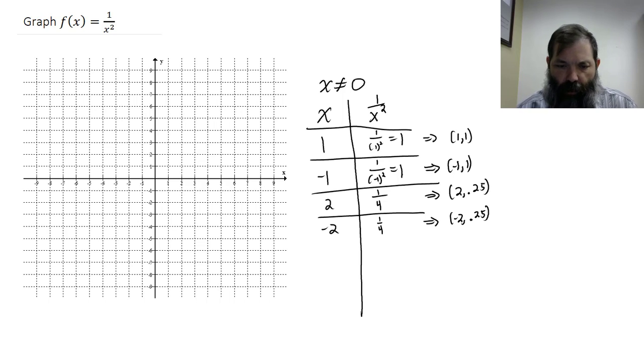And so we've got a few points here. I'm going to plot them in a different color. Let's see, I've got (1, 1) as a point. I have (2, 0.25), so that's about there. And I have (negative 1, 1). And I have (negative 2, 0.25).